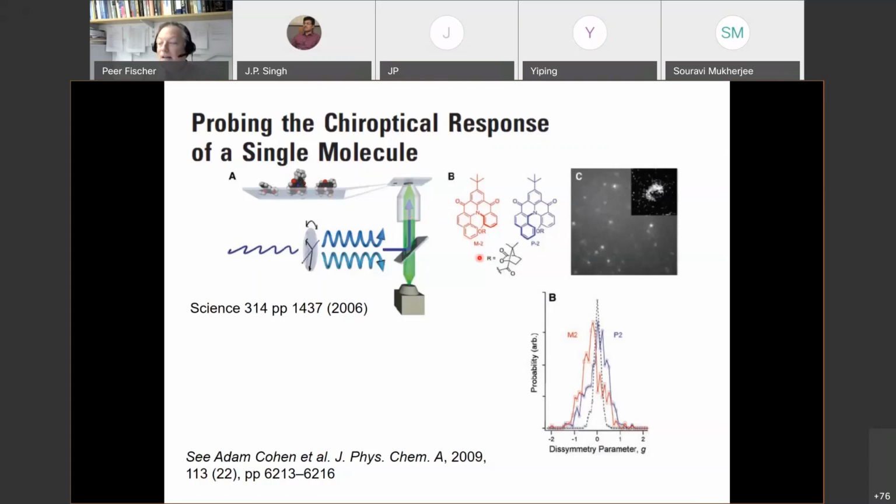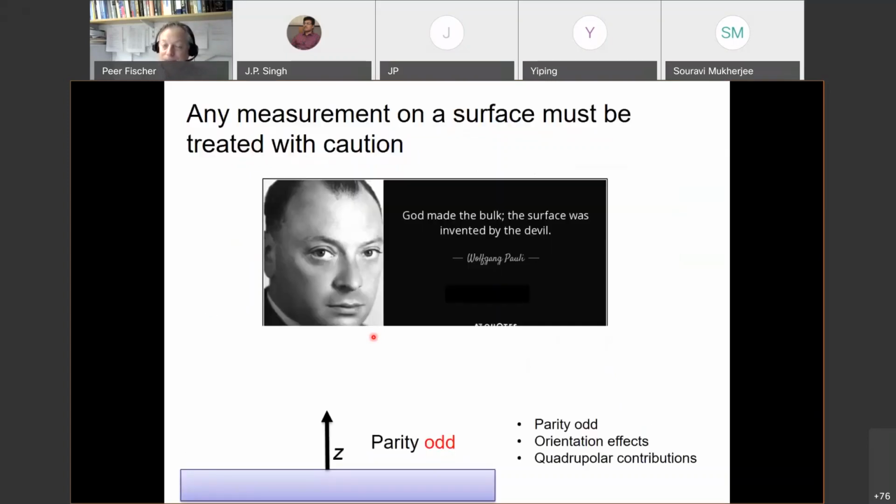It sees large spectral differences because there are birefringence, linear birefringence effects. So how can we get around this, and what really is the problem? Well, the problem is again summarized very nicely by Wolfgang Pauli, and he said that God made the bulk and the surface was invented by the devil. And that is because there are many effects at the surface, and in our case it means any surface here, up is different from down. Otherwise there wouldn't be an interface here, right, between two different media.